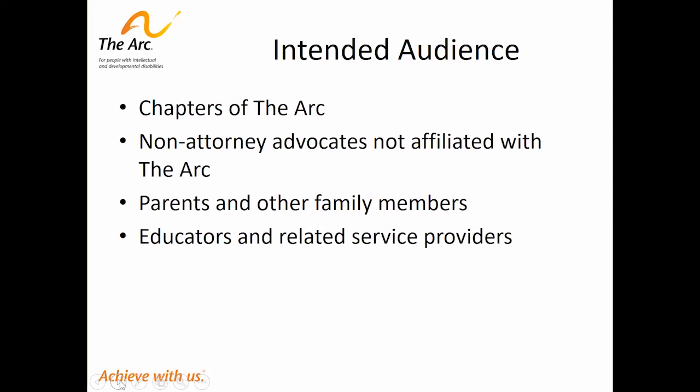While both attorneys and non-attorney lay advocates are available to assist students and their families, lay advocates are an important resource for students and families who cannot afford an attorney, find an attorney, or want to resolve their disagreements without involving an attorney. This curriculum is designed for individuals who are working with or advocating on behalf of children with disabilities in special education matters, including chapters of the ARC, non-attorney advocates not affiliated with the ARC, parents and other family members, educators, and related service providers.